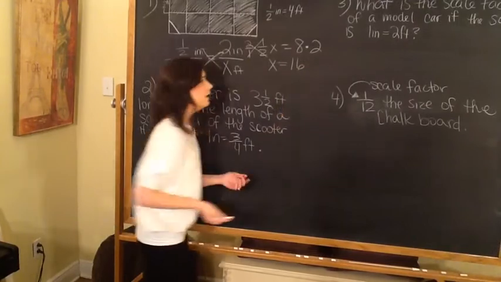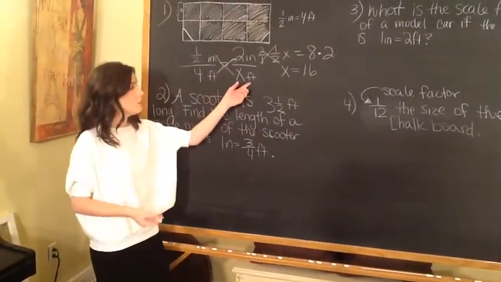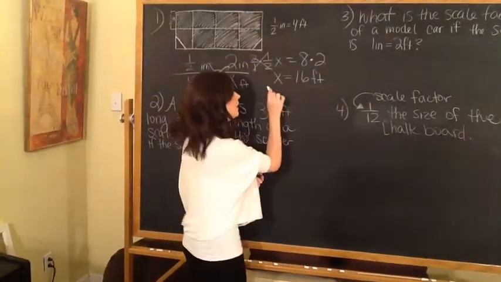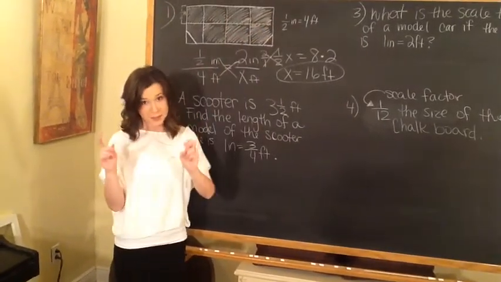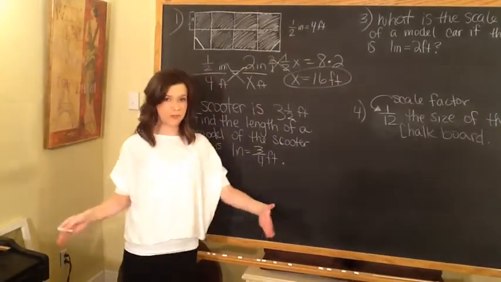So that means what? 16 what? 16 puppies, 16 what? We were solving for feet. So this is going to represent 16 feet in real life. So basically my drawing is 2 inches wide, supposedly, and that is representing 16 real feet.